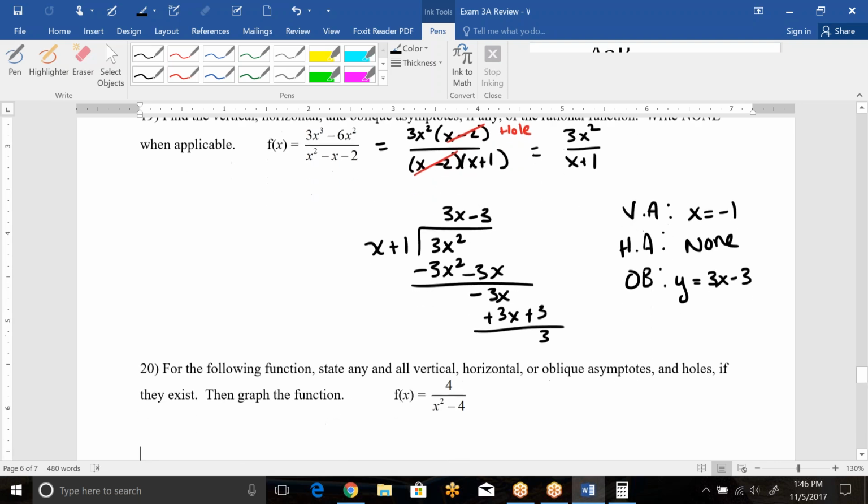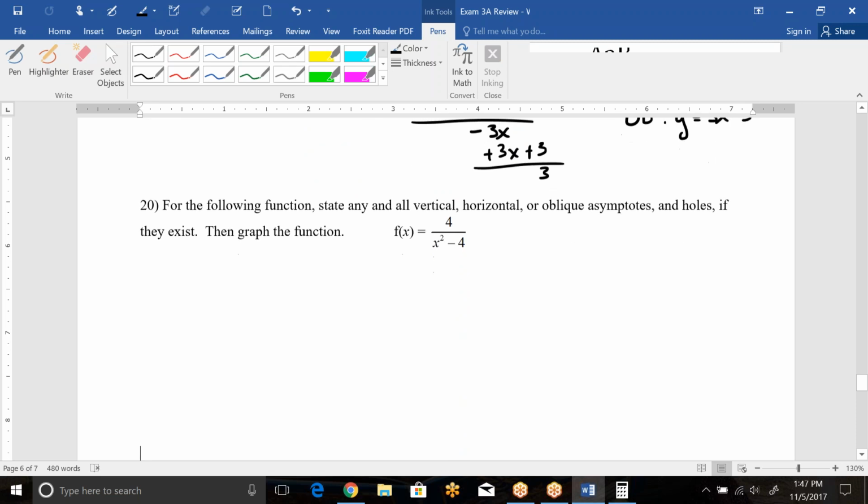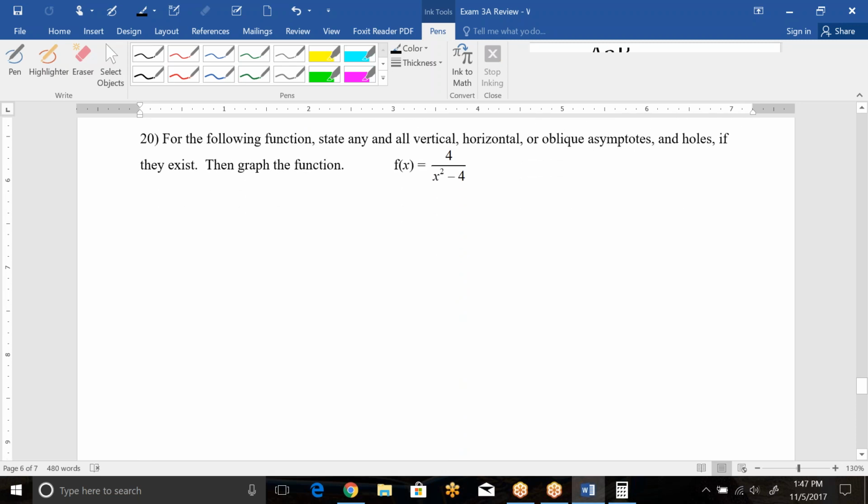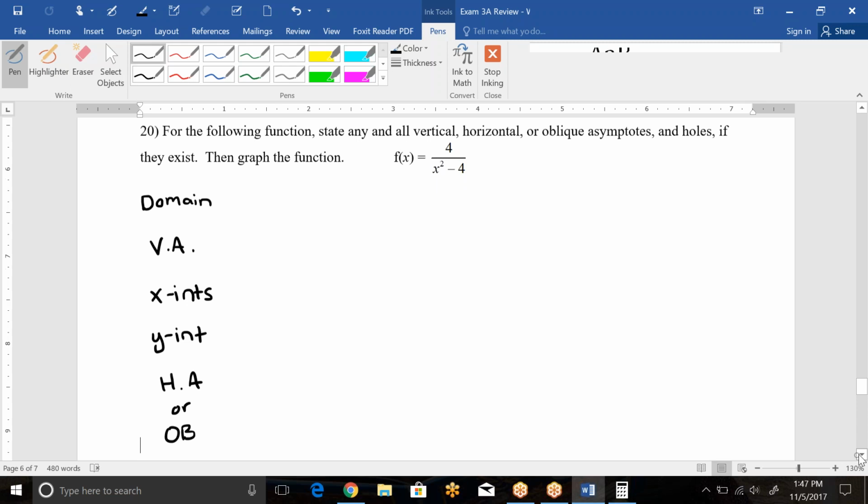Okay, so then the last two are just graphing completely. So they are longer problems, but we're going to go through it. The things you'll want to know when you're graphing a rational function. You're going to want to know the domain, vertical asymptotes, x-intercepts. We'll walk through each of these steps. Y-intercept. Now all of this is if they exist. We'll want to know if it has a horizontal or if it has an oblique, and if it has a hole. That's the other thing we want to know.